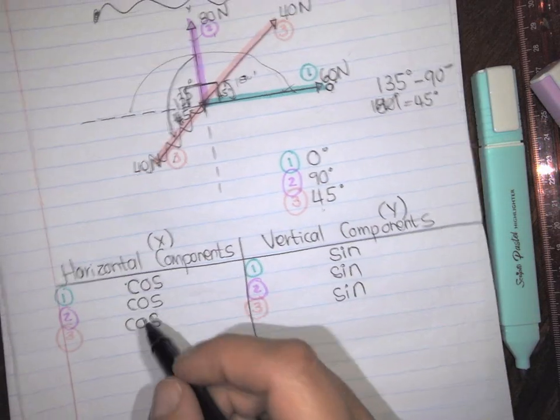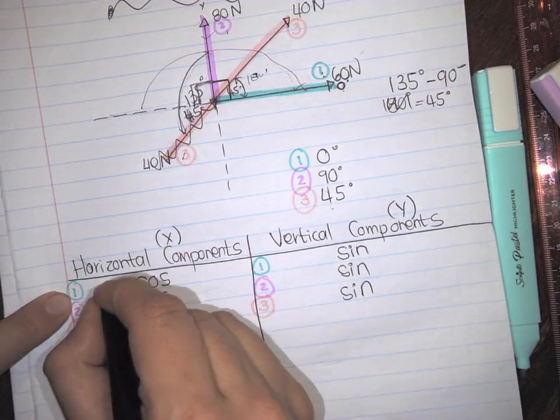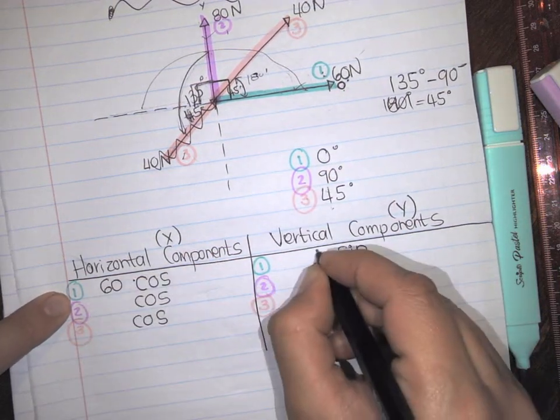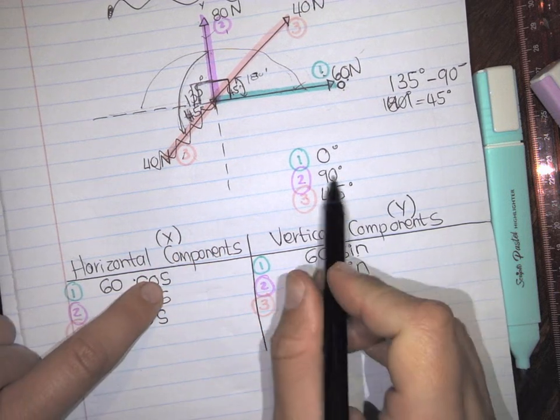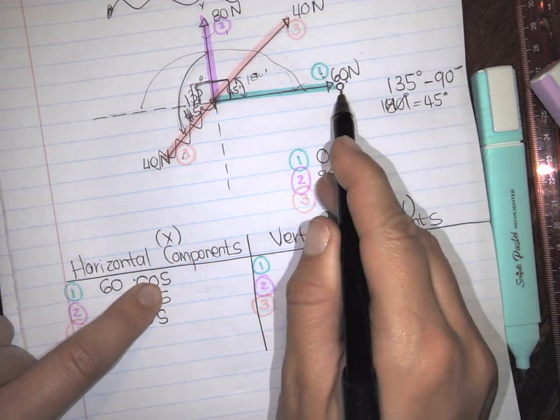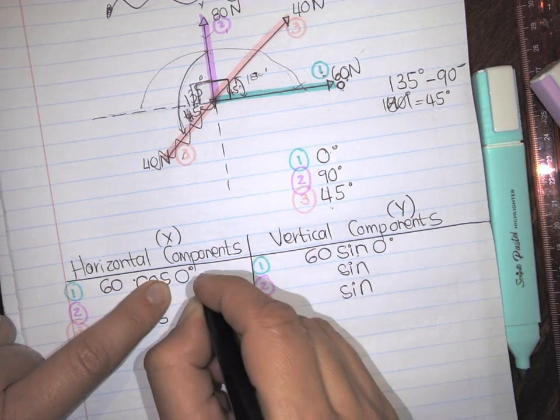Okay, so let's look at force number 1. How big is it? It's 60 newtons. So on both sides I'm going to write 60. And what is the angle that it made with the horizontal line? The 0 is 0 degrees.